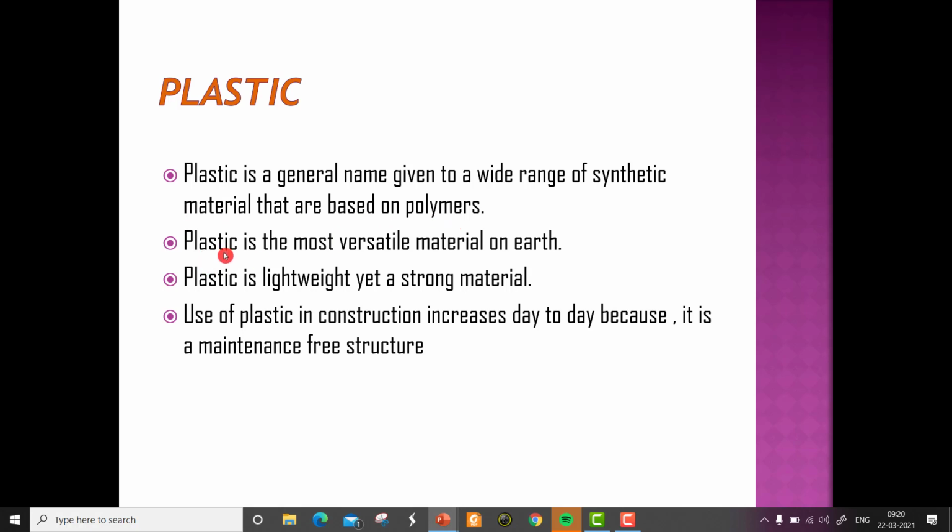And plastic is the most versatile material on earth. It's very adaptable. Plastic is light in weight and still it is a strong material. The use of plastic in construction increases day to day because it is a maintenance free structure. Maintenance free means it won't corrode and other problems are not there. The only problem is, once it's broken or out of use, how to decompose it.